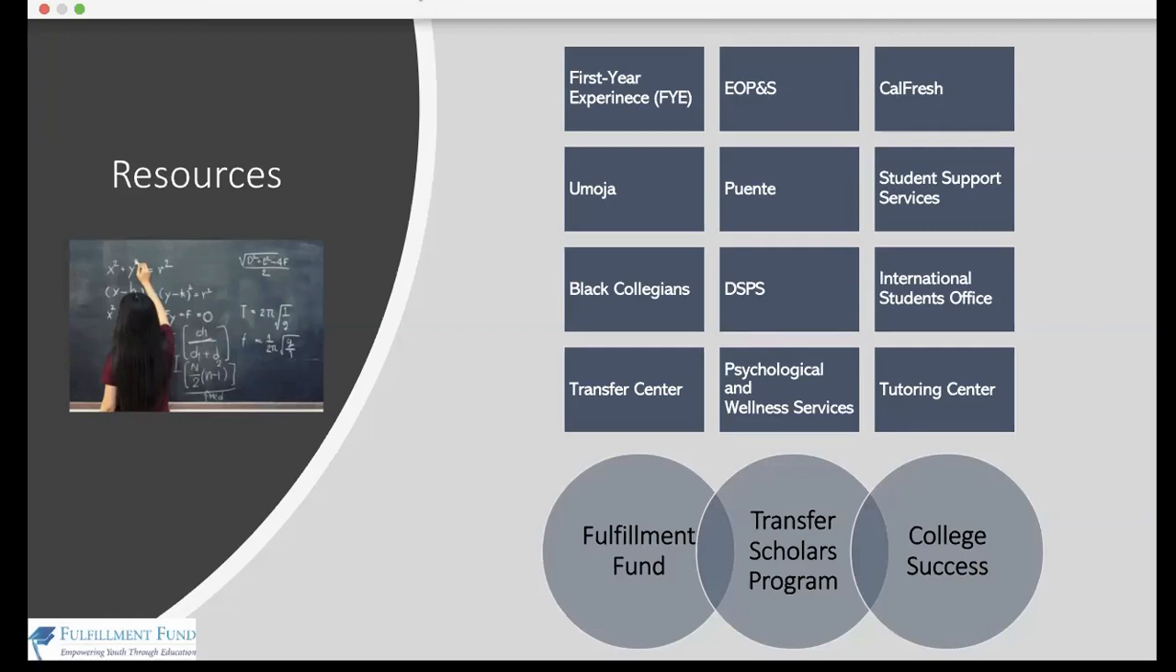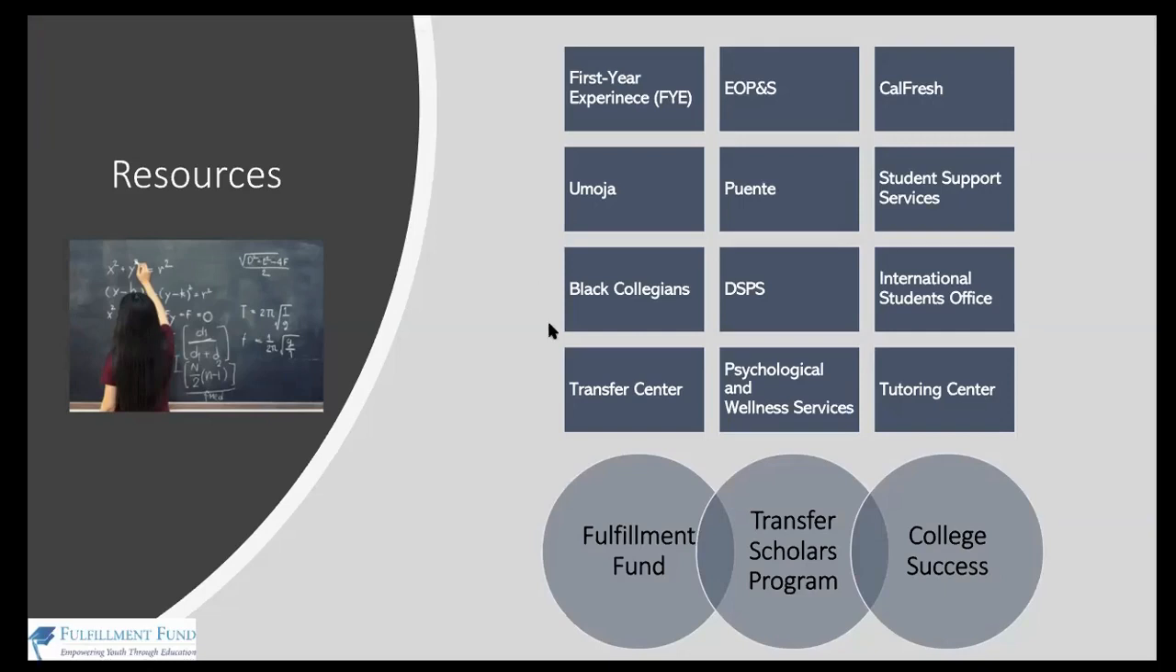EOP&S can provide counseling services, advising. Sometimes they can provide different book vouchers and meal vouchers, and this is based on income. CalFresh can help you with money for groceries, again, based on income. And now on all community college campuses, they have somebody there to help you apply for CalFresh.